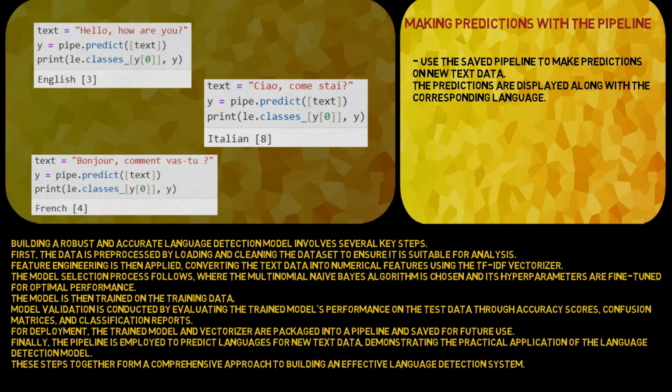Model validation is conducted by evaluating the trained model's performance on the test data through accuracy scores, confusion matrices, and classification reports. For deployment, the trained model and vectorizer are packaged into a pipeline and saved for future use. Finally, the pipeline is employed to predict languages for new text data, demonstrating the practical application of the language detection model. These steps together form a comprehensive approach to building an effective language detection system.